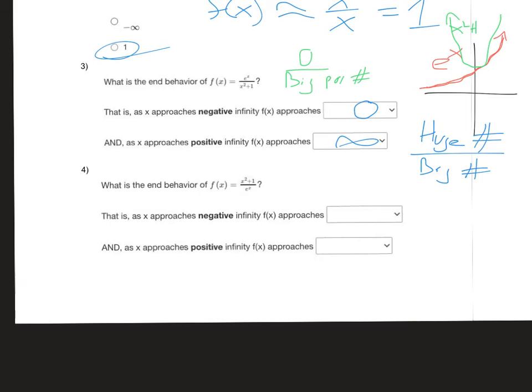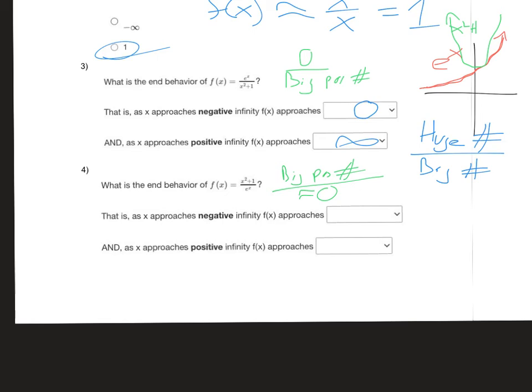Number 4, again, we take those same two equations and we just flip them over, flip our numerator and our denominator. So as we go towards negative infinity, well, my e to the x is still going to 0, but now that's in the denominator. So now I have a big positive number over basically 0. I'm going to say approximately 0.